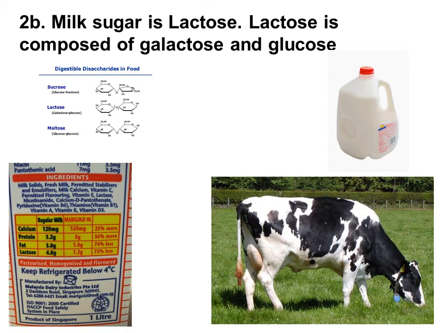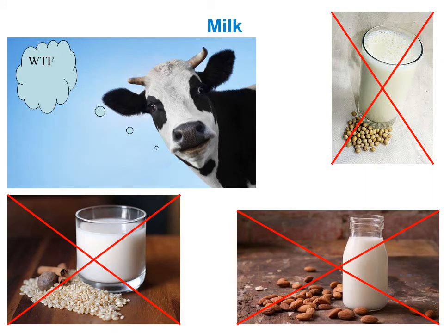The next disaccharide that we will discuss comes from milk sugars. It is called lactose. Lactose is composed of galactose and glucose. Like I discussed earlier, lactose comes from a cow. It comes from the mammary gland of a pregnant female cow. It does not come from a soy plant. It does not come from a coconut tree. It does not come from an almond plant.